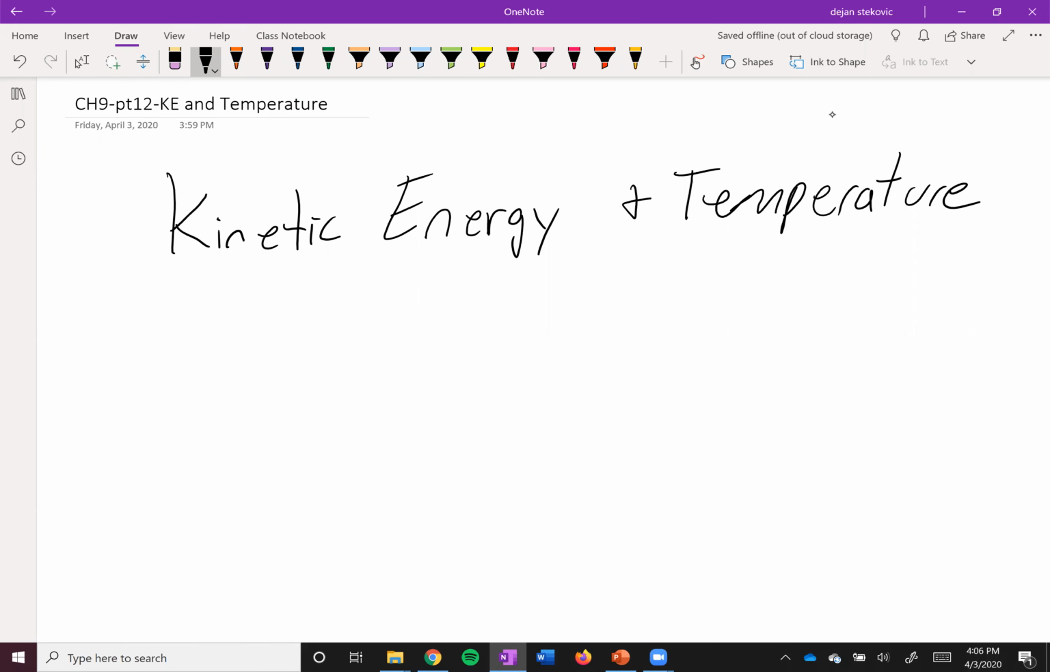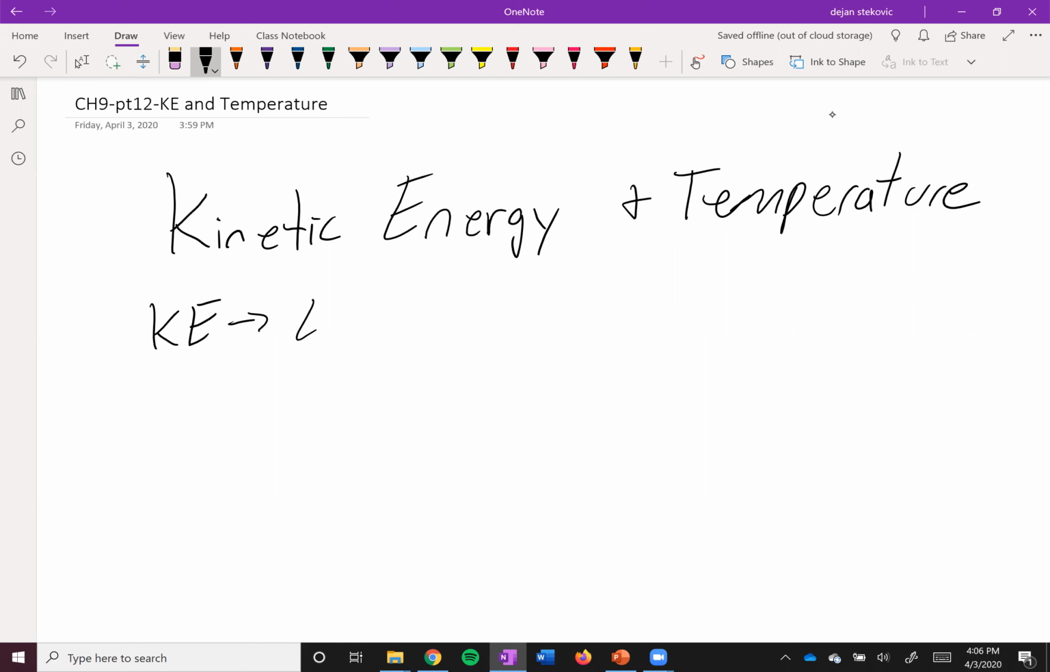All right, next up, we're going to talk about kinetic energy and temperature. So remember when we were talking about kinetic molecular theory, we were talking about how when we increase the temperature, we increase the kinetic energy. So let's think KE, kinetic energy. Let's think back to what that was back in our energy chapter.